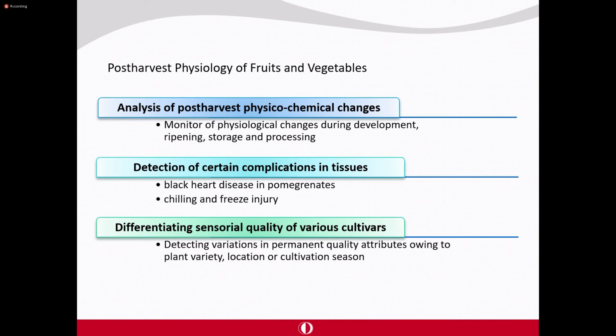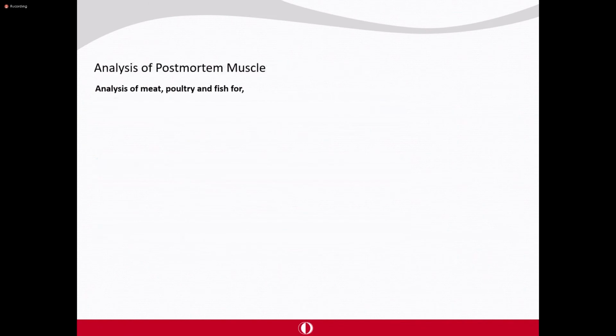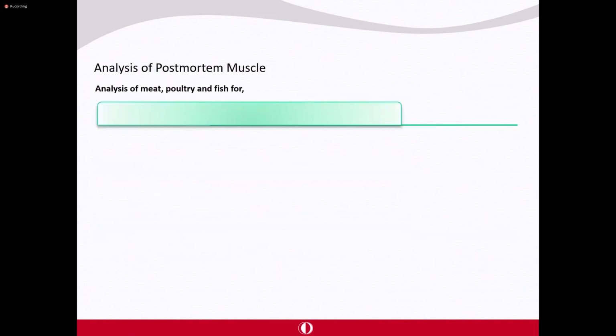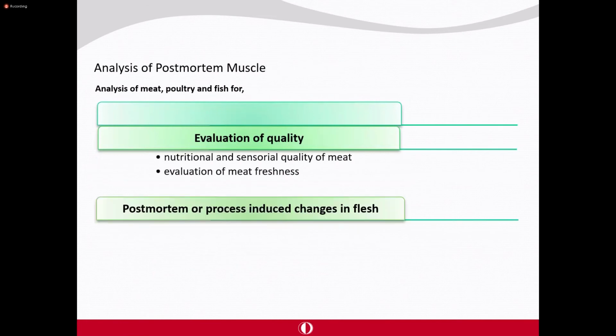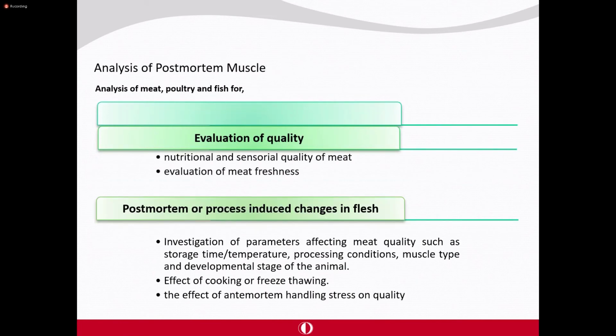Or we can detect variation in permanent quality attributes owing to the plant's variety, location, or cultivating season, again by looking at the relaxation times. Well, in post-mortem muscle, in analysis of the meat, we can look at the quality, we can have a quality evaluation, like evaluate the meat freshness.